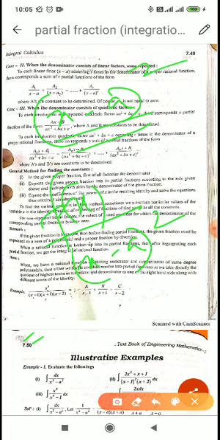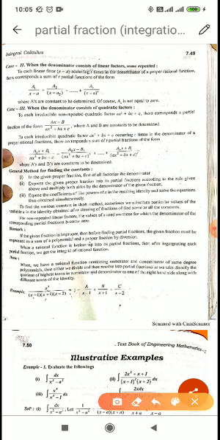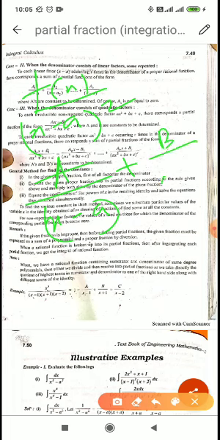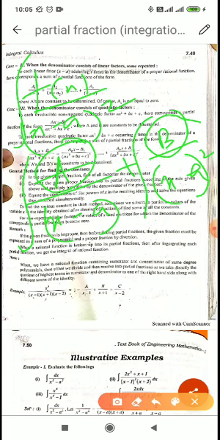So how do we solve this fraction by partial fractions? We can go for this one. Suppose f of x by x minus a whole square, then we can assume a by x minus a plus b by x minus a whole square. Then you determine the values of a and b, then you go for the total integration and find the integral. Okay, this is the other way.